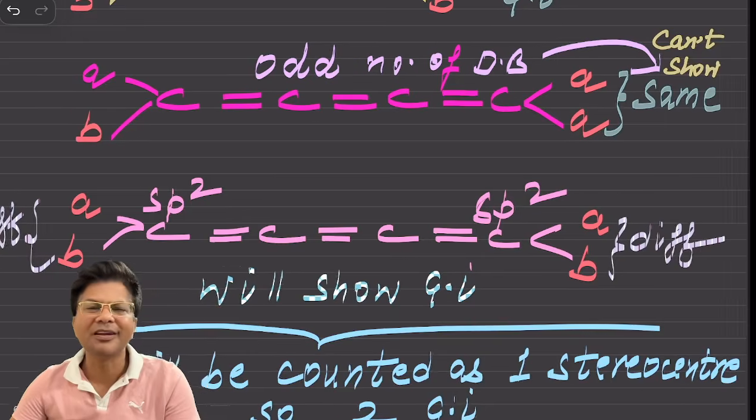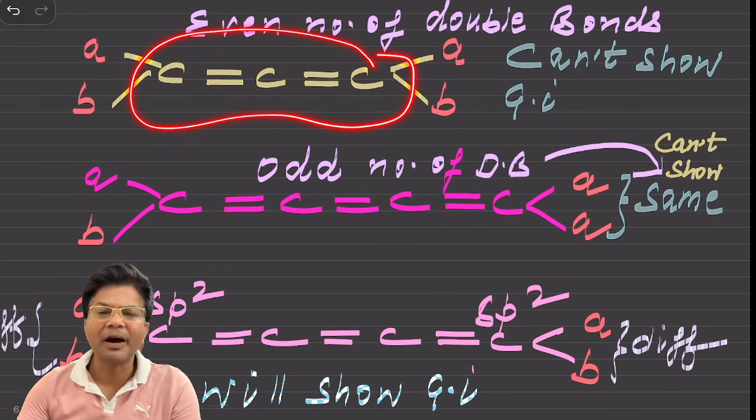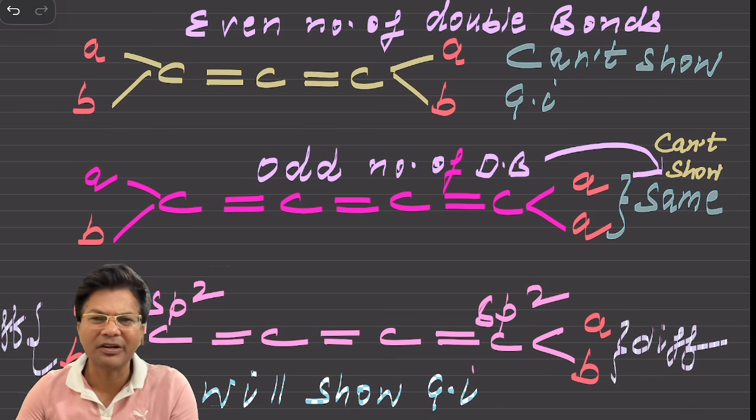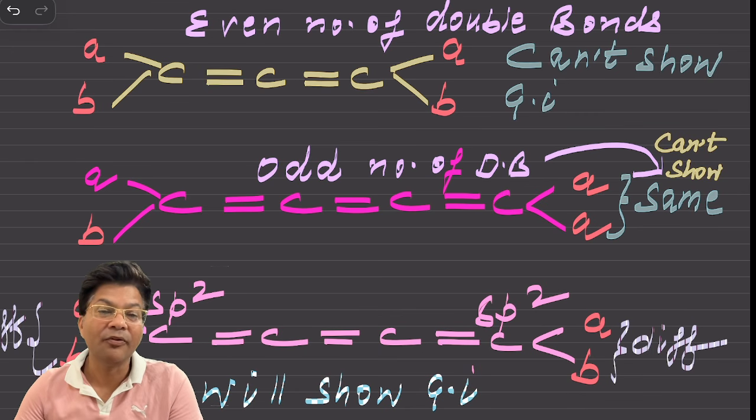Now you must be thinking, sir, why in the first case, when the pi bonds are even, it is not going to show GI? It looks very simple, sir. It should show GI, but my dear students, let me tell you, it's a cumulated system. If you draw the structure, then the planes of A and B on the left hand side and right hand side are not the same, so the compound must be non-planar.